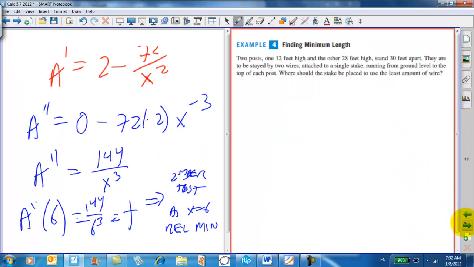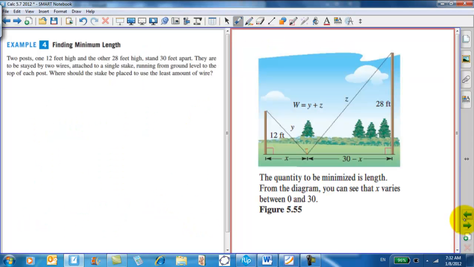Okay. Let's find a minimum length here. Two posts, one 12 feet high and the other 28 feet high, stand 30 feet apart. They are to be stayed by two wires attached to a single stake right there, running from ground level to the top of each post. Where should the stake be placed to use the least amount of wire?